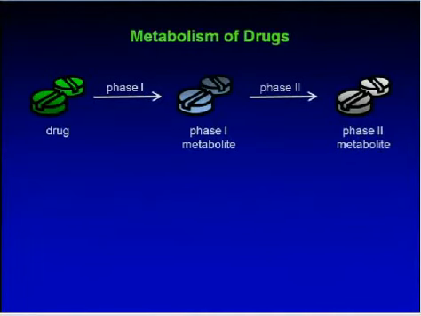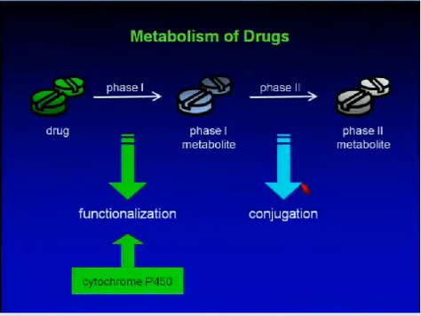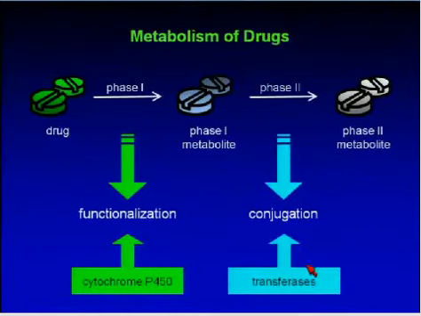Well, if we look at the metabolism of drugs, most of you will know that we have two phases which we normally consider, the phase 1 and the phase 2. Phase 1 typically consists of functionalization reactions, which are catalyzed by the cytochrome P450 enzymes. Phase 2 is then a further conjugation reaction, which makes the compounds more polar. This is catalyzed by transferases, and then we get the phase 2 metabolites, which are easily excreted from the body.